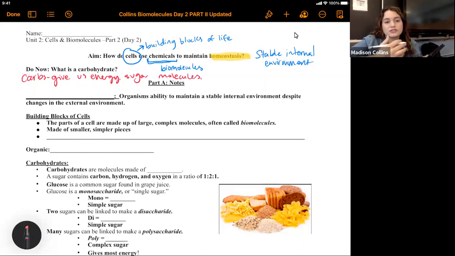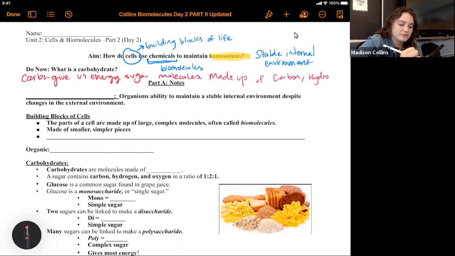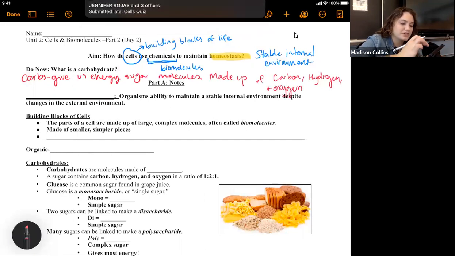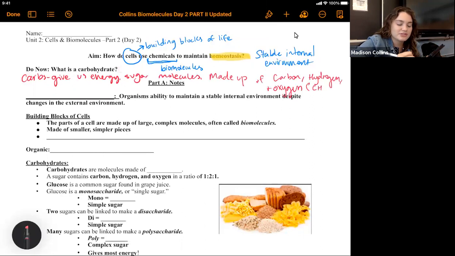So carbohydrates are sugar. Okay, and they're made up of 3 different elements. They're made up of carbon, hydrogen, and oxygen. So I usually just abbreviate carbohydrates as CHO. So anytime you see a molecule that's made up of carbon, hydrogen, and oxygen in a 1:2:1 ratio, it's going to be a carbohydrate. Okay, so let's move on to part A, our notes.